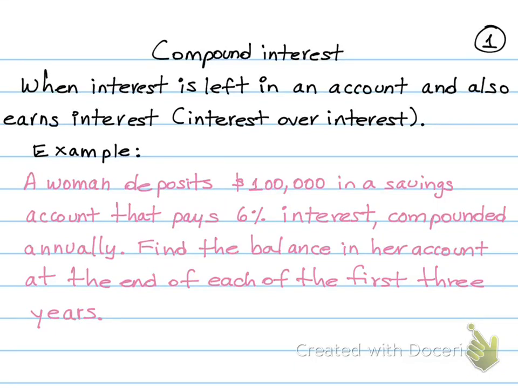Compound interest is a little bit more complicated than simple interest. It is when interest is left in an account and also earns interest, let's say interest over interest. For example, a woman deposits 10,000 in a savings account that pays 6% interest, compounded annually. Find, please, the balance in her account at the end of each of the first 3 years.